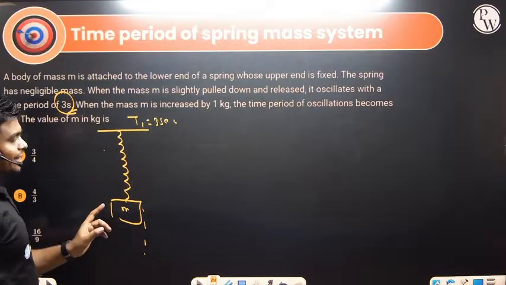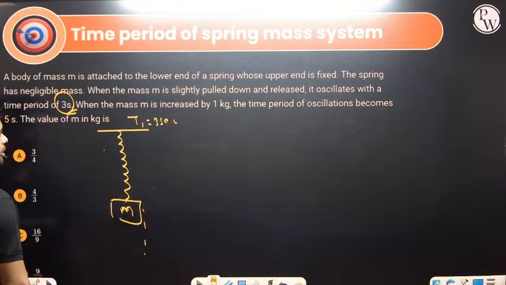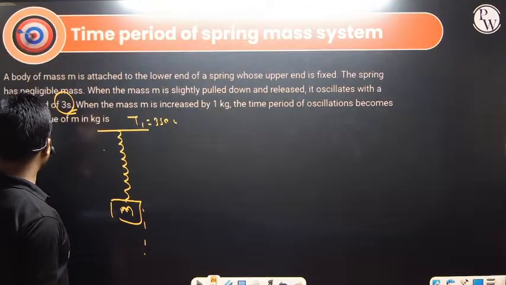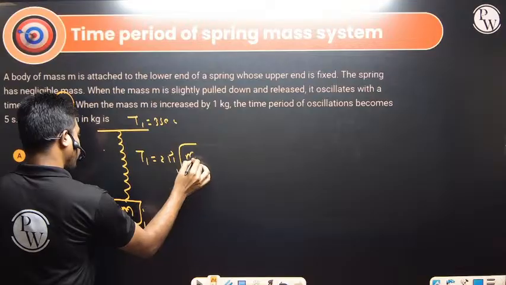When the mass is increased by 1 kg, the time period of the oscillation becomes 5 seconds. So what is the time period? The time period is T = 2 pi under root m by k.